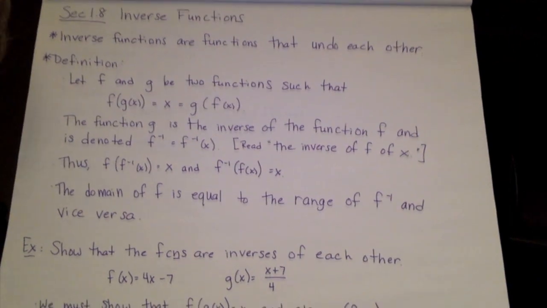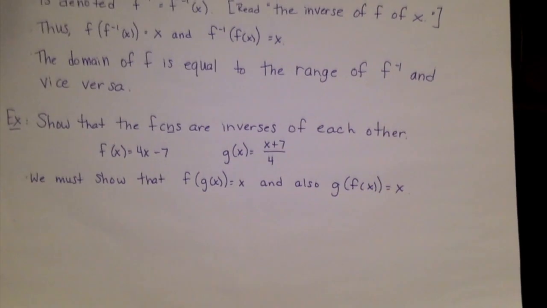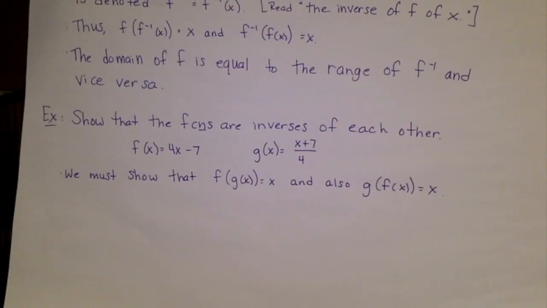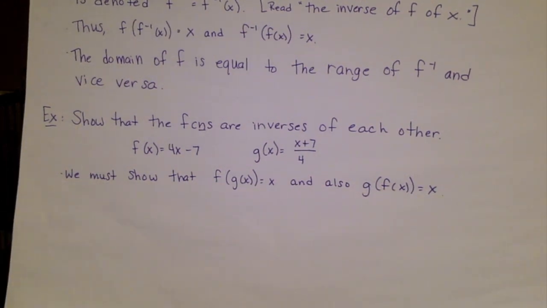The first thing that we're going to do is this problem. Show that the functions are inverses of each other. We have f of x is 4x minus 7. We have g of x is x plus 7 divided by 4. In order for us to show that they are inverses, we have to show that f of g of x is equal to x and g of f of x is equal to x.